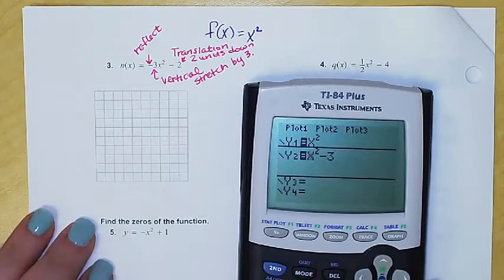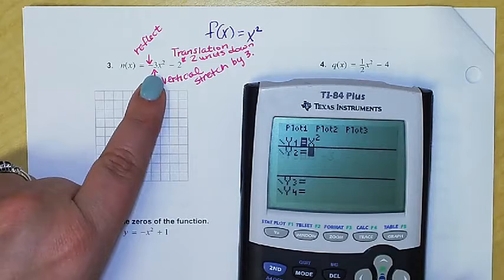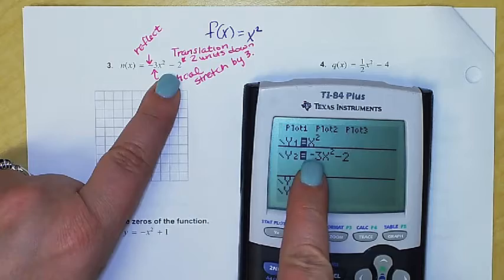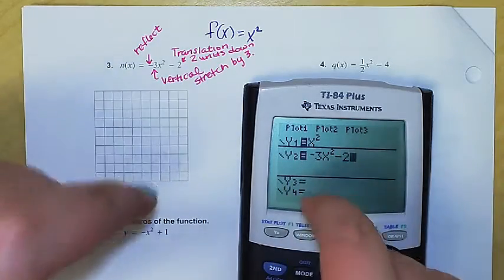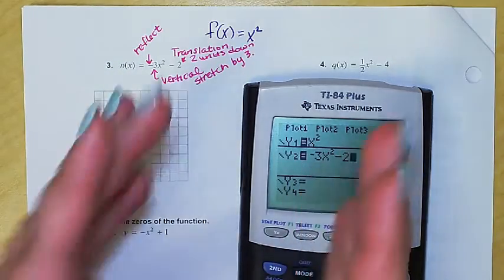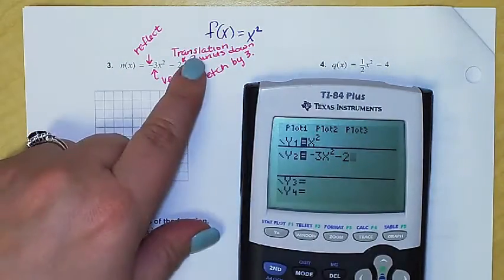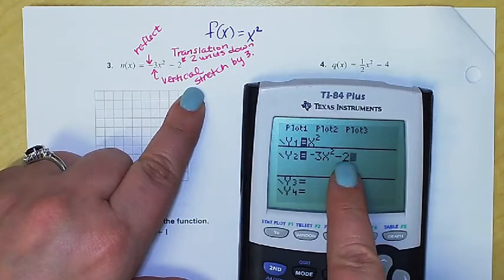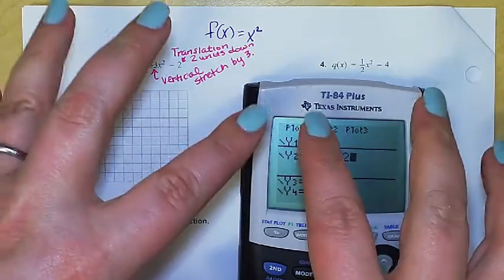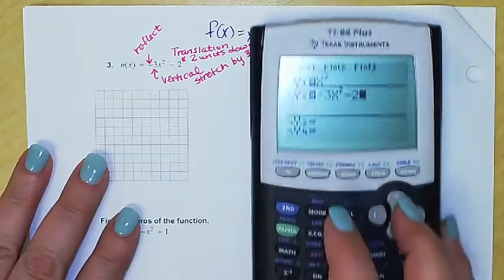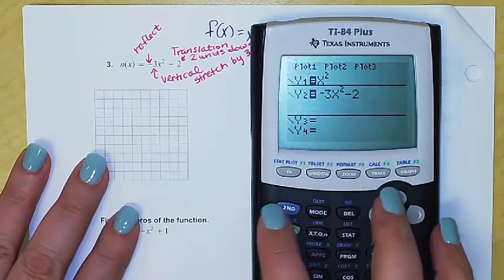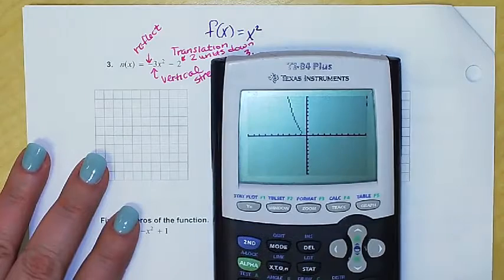We've got our x squared in here, and then for the next line, we're going to go ahead and enter negative 3x squared minus 2. So remember, the negative we said was going to make it reflect and go downward. The 3 we're saying is going to make it look narrower, which is a vertical stretch by 3. And this tells me that the vertex and all other points are going to slide 2 units down. So we expect the vertex to not be at the origin, but be 2 units down from that. So let's graph it and see.